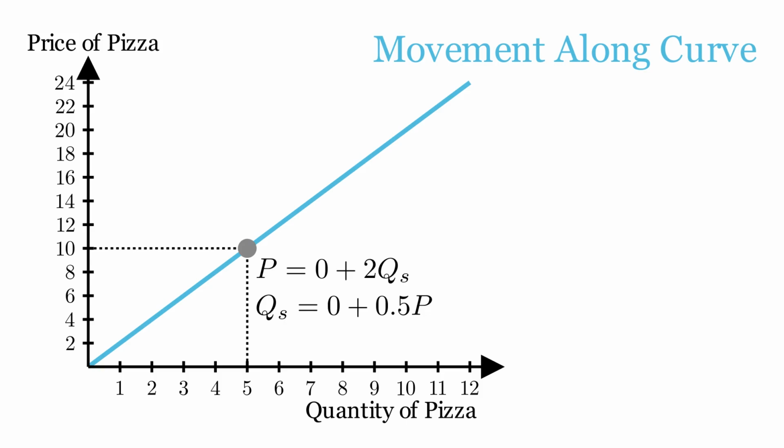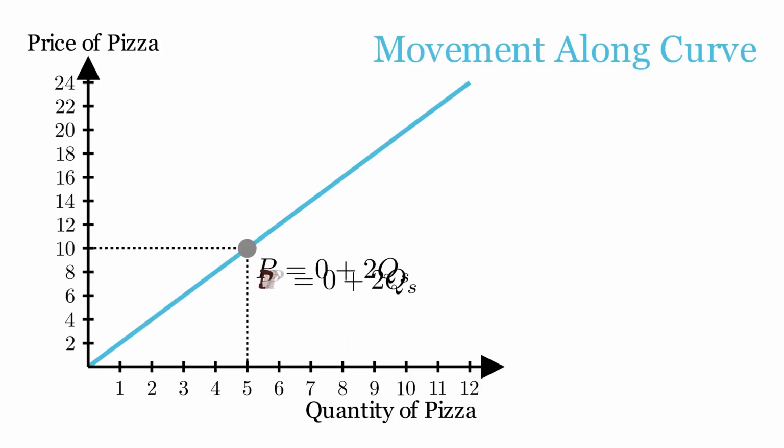For this reason, we will use the inverse supply equation so that the price remains on the y-axis and quantity supplied remains on the x-axis. Now suppose the price is 10. After substituting this value into the equation and solving it, we get a quantity supplied of 5. This price and quantity combination represents the current point on the supply curve.